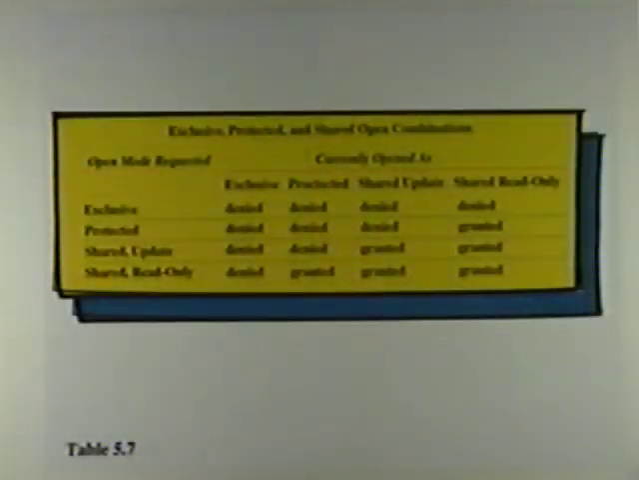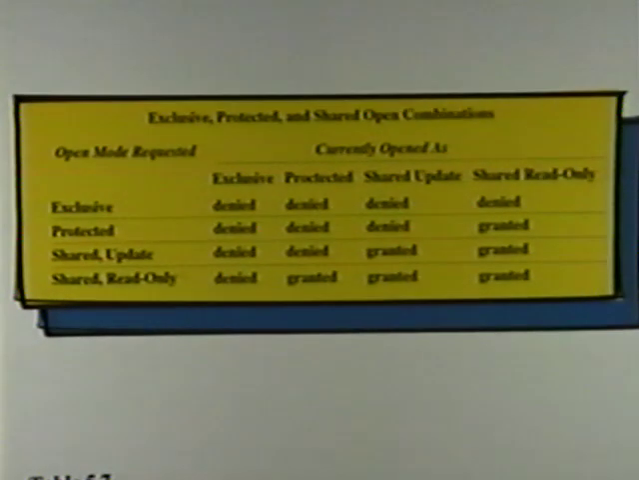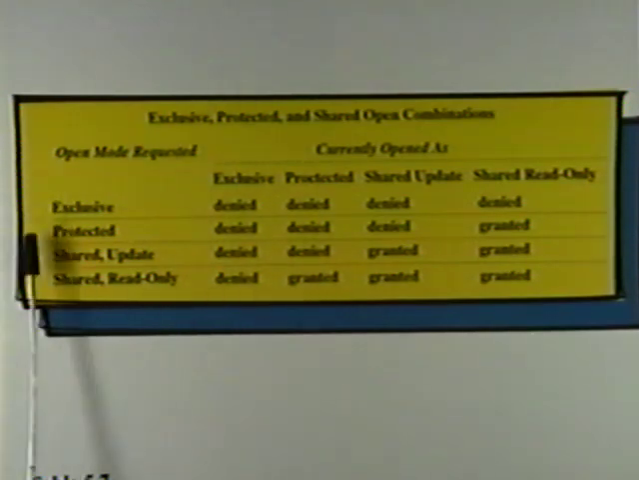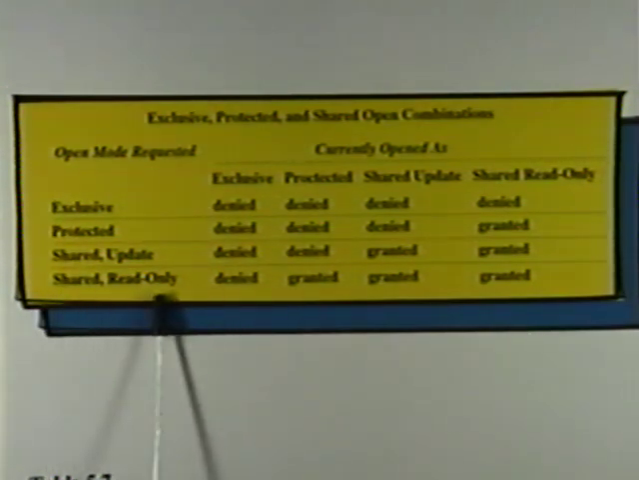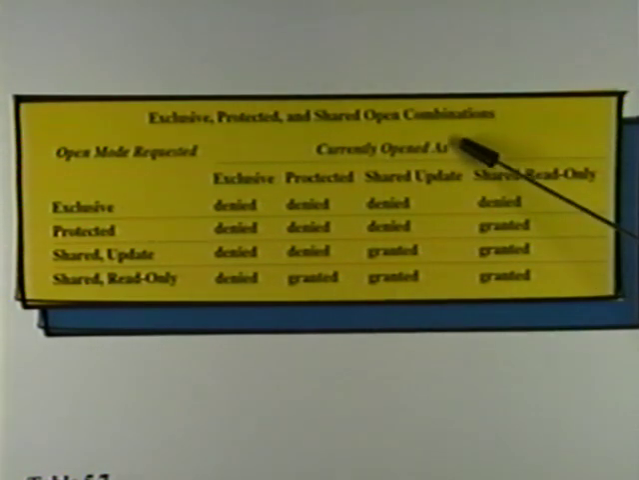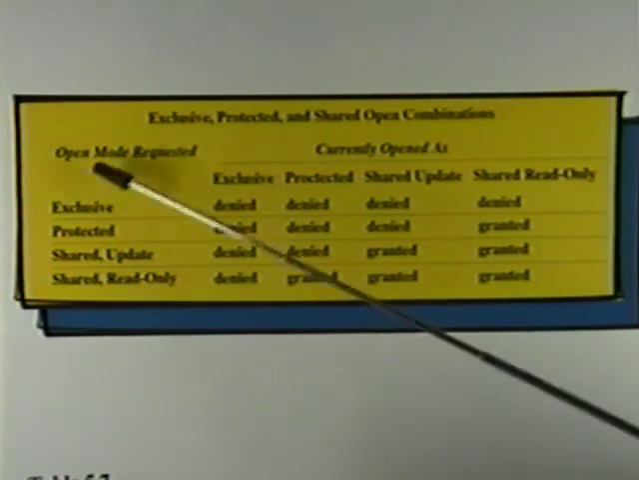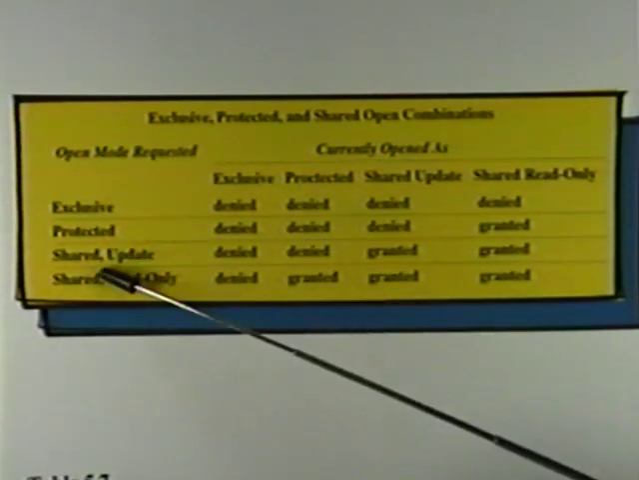Okay, so to summarize all of these different file open modes, let me go to my overhead. We have here our 4 different methods for file sharing. We have the exclusive, protected, the shared update, and the shared read-only. Okay, and the top part here says the file is currently opened as one of those 4, and a request comes in to open the file according to one of these modes.